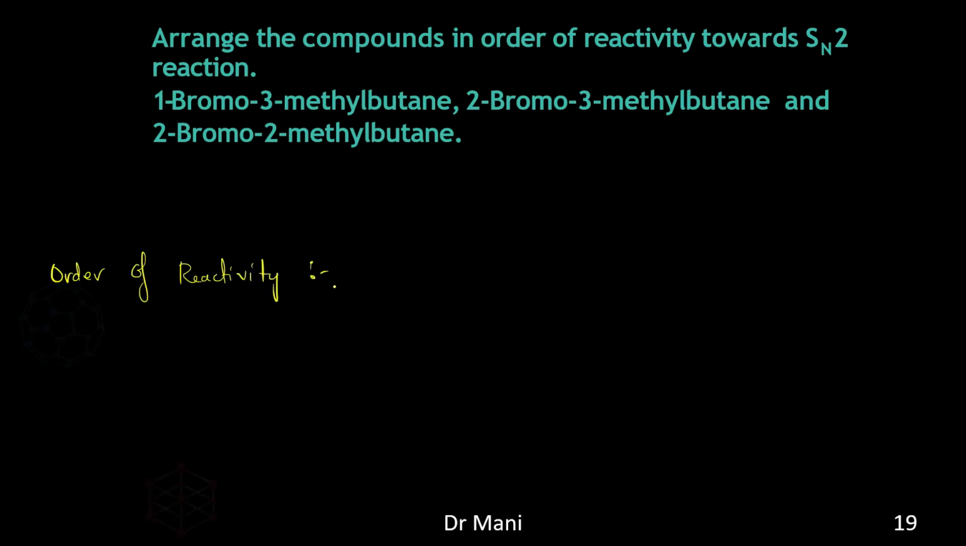What is the order of reactivity? Is the tertiary more reactive or the primary? Primary is more reactive. So tell me which one will be the answer here. 1 bromo 3 methyl butane, 2 bromo 3 methyl butane, and 2 bromo 2 methyl butane. What is the order here? So 1 bromo 3 methyl butane is first. What is the second? Is it 2 bromo 3 methyl butane? And then the last one is third. Correct. So this will be 1, 2 and 3.